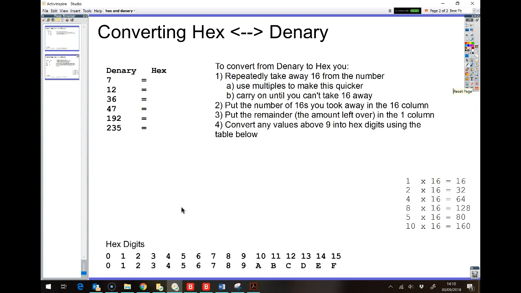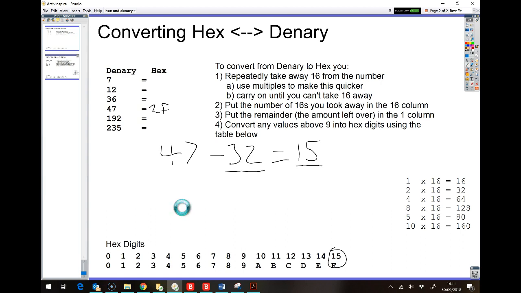Next example, I've got 47. Now 47 I can do quite easily because I can take away 32 from it, so I can do 47 minus 32 equals 15. I took away 2 times 16, so I'm going to put 2 up here in the 16 column. I've got 15 left over. I can't write 15 in the 1 column because that would be 2 digits, so I look at my table and 2F is the answer.